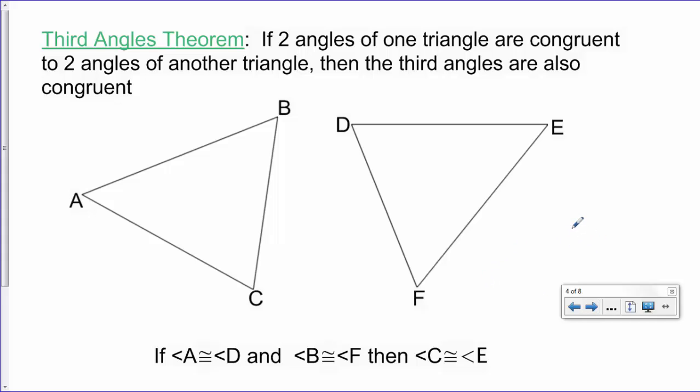Our third angle theorem says if 2 angles of one triangle are congruent to 2 angles of another triangle, then the third angles are also congruent. So this would say if angle A is congruent to angle D, and if angle B is congruent to angle F, then angle C has to automatically be congruent to angle E. Third angles are congruent.